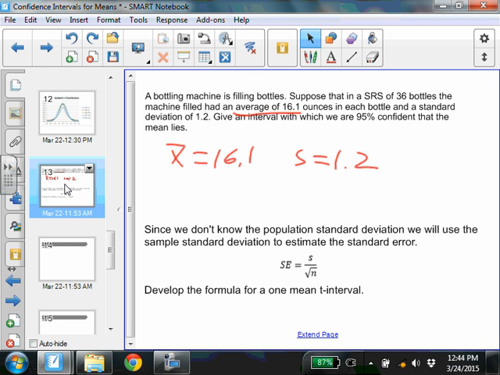Okay? So if we look at this one right here, then what we're going to have is S divided by the square root of N.